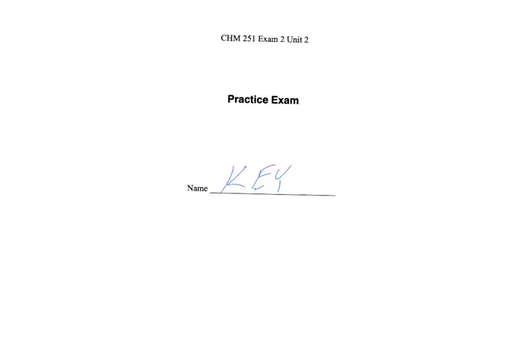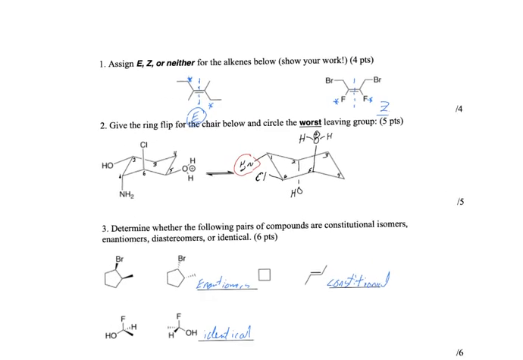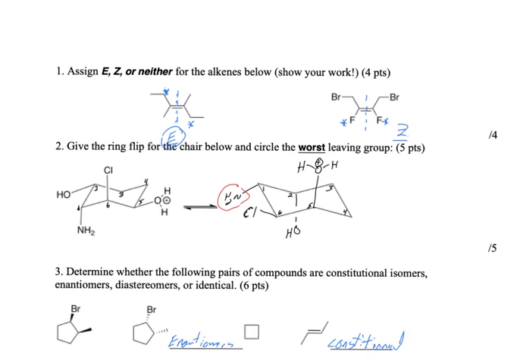So we'll do the practice exam from Unit 1, key. A couple of problems here. There will be multiple choice questions as well, and some of these are short answer. So these first couple, you need to know E and Z, the designation for E and Z. You've got to show your work for this too. So E, Z, or neither.